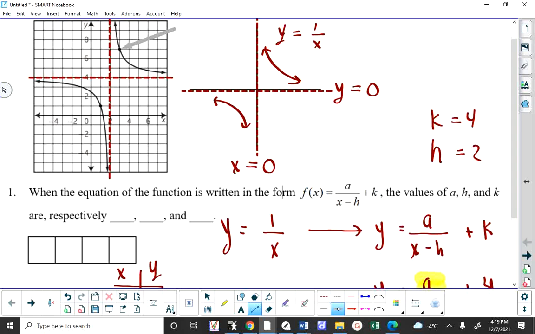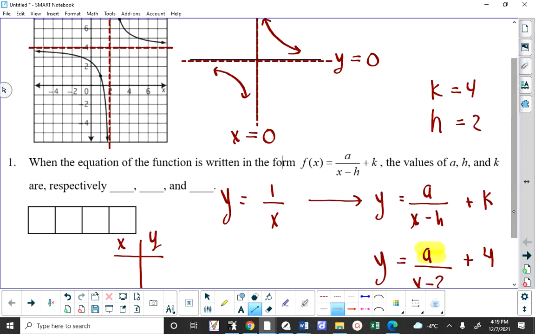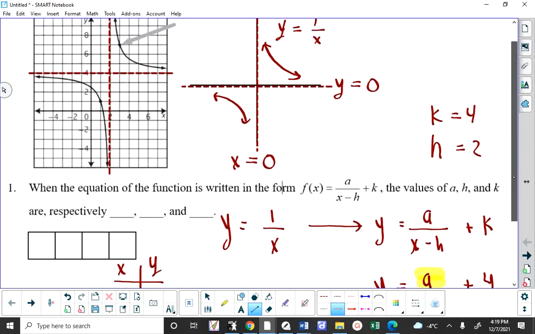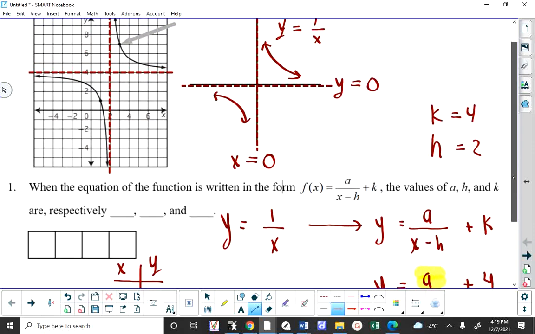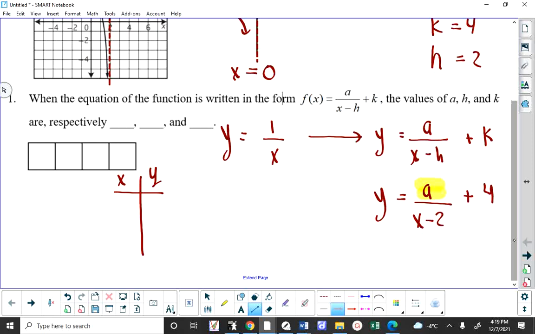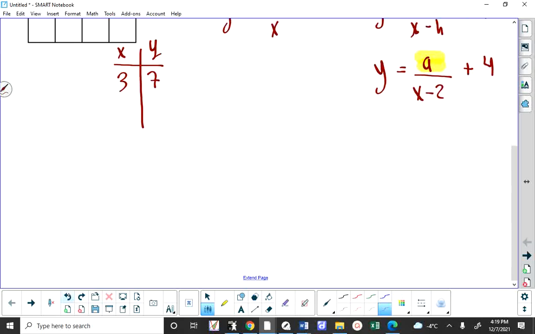So the coordinates of that point are 3 for an x coordinate and what looks to be 7 for a y coordinate. So when x is 3, y is 7. Well, that means when I put x equals 3 into this equation, I have to get y equals 7. So my equation is going to become 7 equals a over 3 minus 2, and then plus 4.